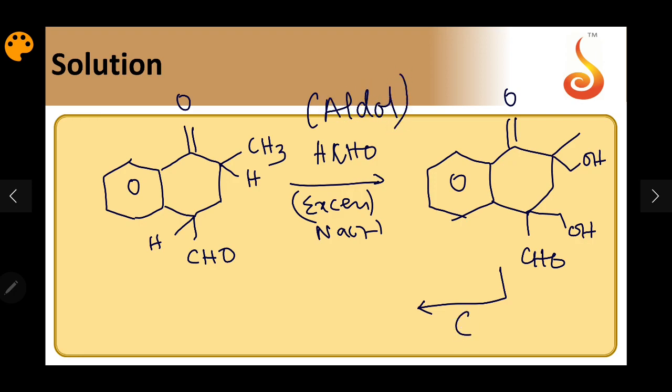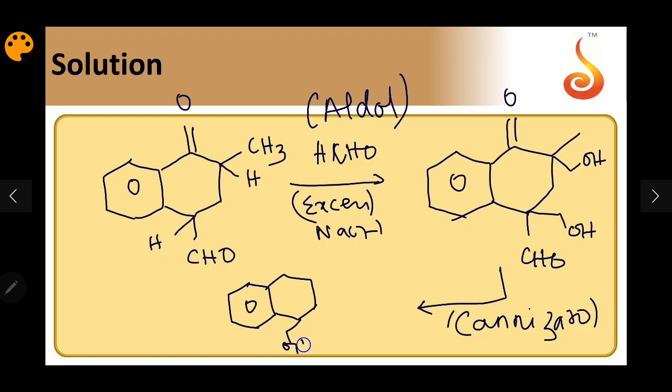and this is Cannizzaro. So what do I get as a product is the benzene ring. So CHO also becomes CH2OH. This already has one CH2OH, this is CH3, CH2OH already there, and this also becomes OH. So there are 4 OH groups present in the given product.